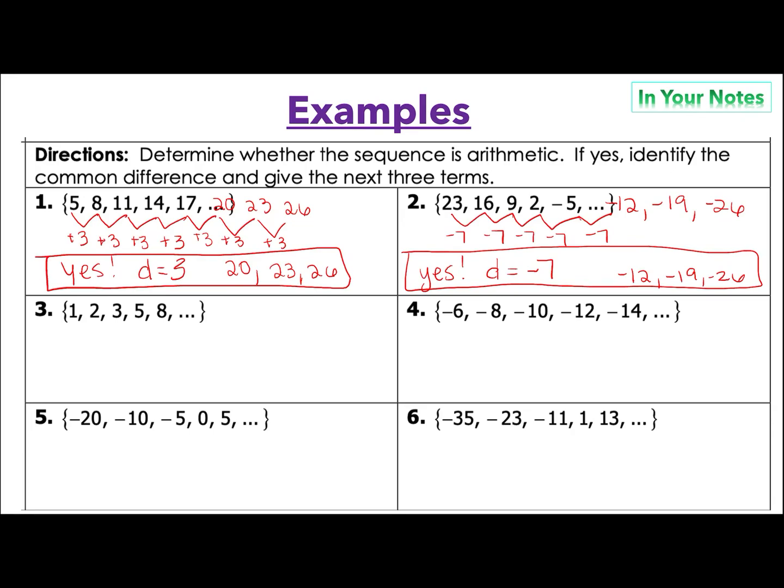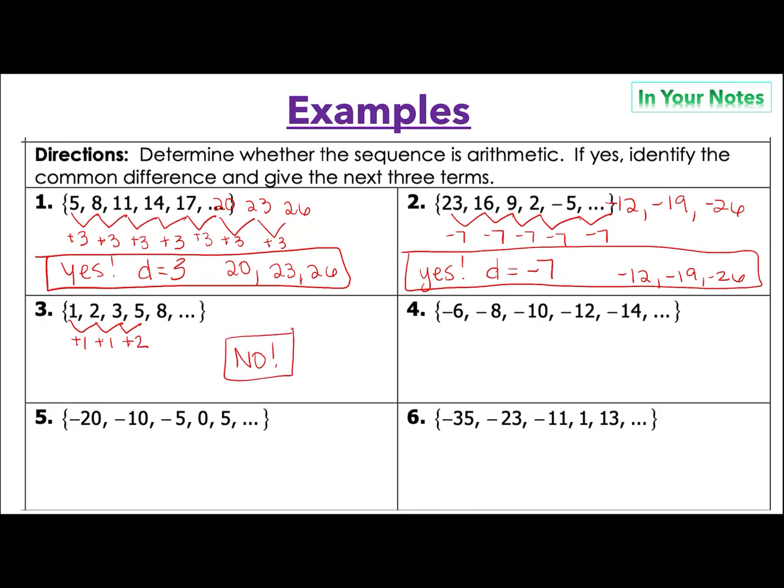Okay, let's look at example 3. How do we get from 1 to 2? Add 1. From 2 to 3? Add 1. From 3 to 5? Add 2. So already we can say this is not an arithmetic sequence because you need to be adding the same number each time. So our answer here is simple, no.